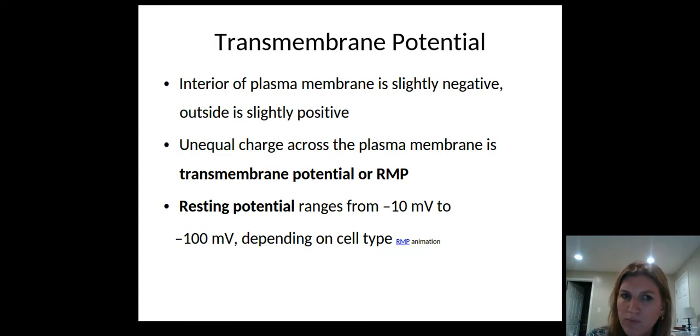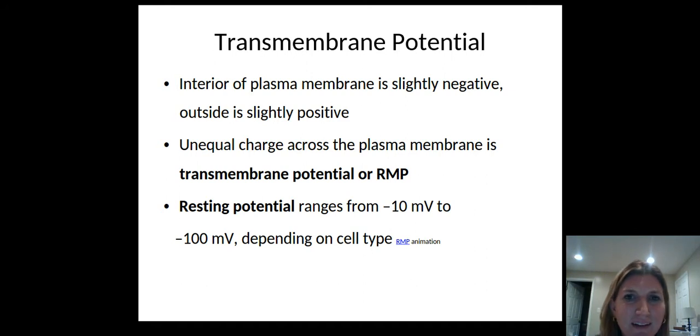Transmembrane potential, super important. This is linked to this ion concentration issue, right? If you have lots of potassium, which is positively charged, and sodium, which is positively charged, well, then the cell's going to have a charge, right? And that's the whole idea of this transmembrane potential. Super important to understand. Our resting cells have an unequal transmembrane potential, or RMP, resting membrane potential. The resting values are going to range depending on the type of cell, negative 10 millivolts to negative 100 millivolts. Again, depending on which type of cell we're talking about, how excitable that cell is.